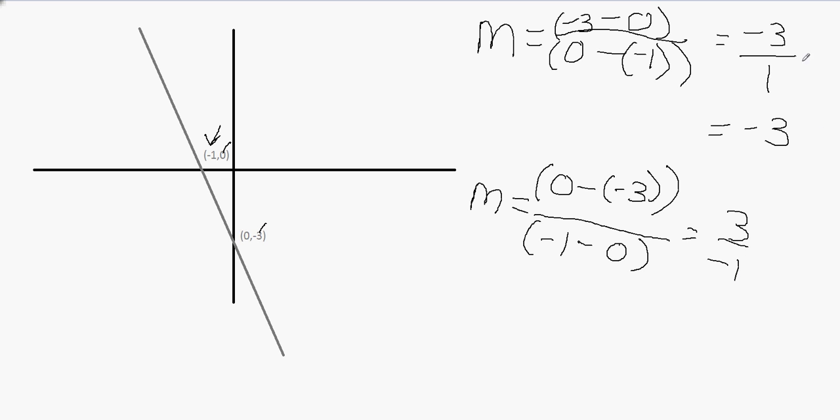Oops, that's not -3 and 1. But wait, the fraction is in fact equal to -3. It's the same thing we got. So it's that number describing the steepness of this line.